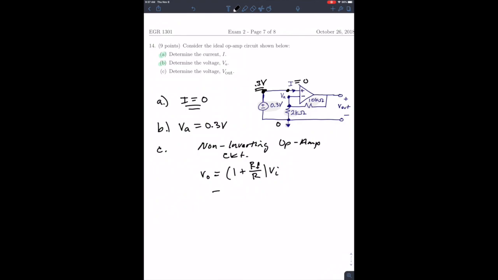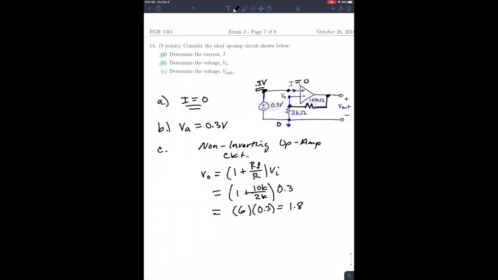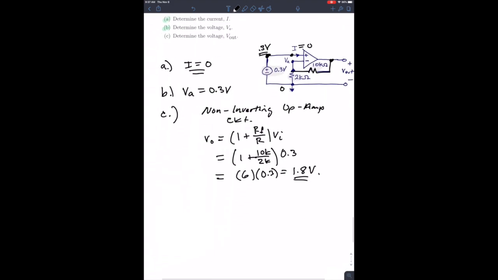Okay, and so if you knew that, and a lot of you did, that would be 1 plus 10K, which is the feedback resistor coming from here, and then R is 2K, and Vn is 0.3 volts, and so we get 6 times 0.3, which is 1.8 volts. Okay, let's say you didn't remember that.